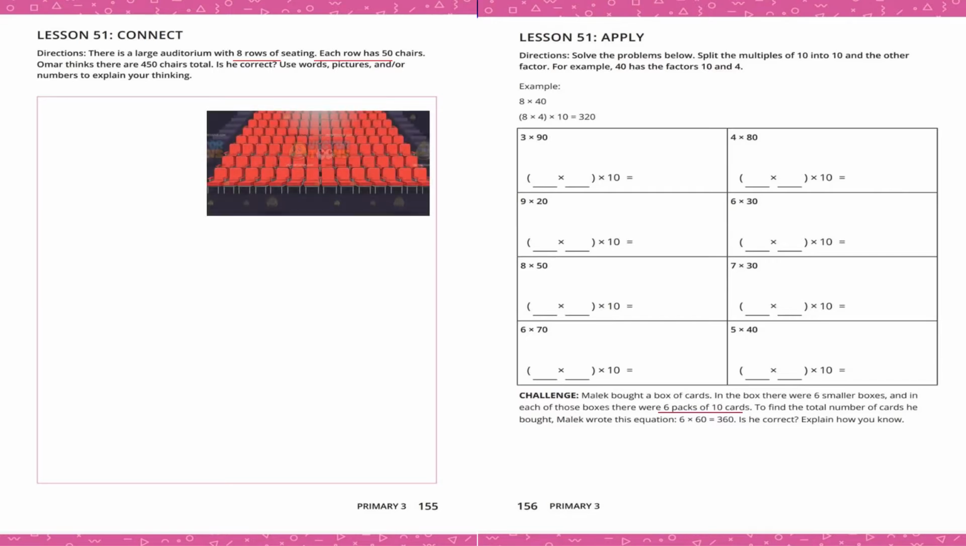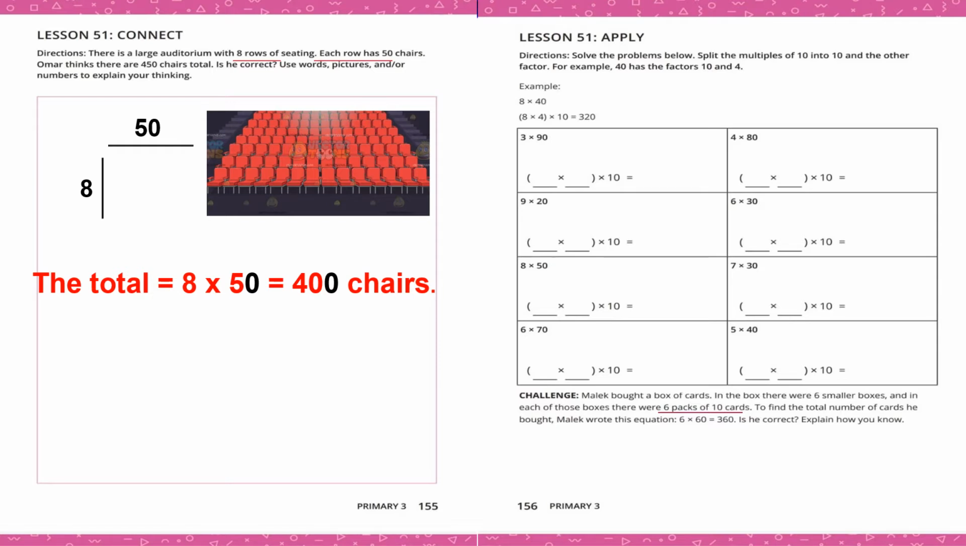Okay, we have a large auditorium, like this picture. He said 8 rows, each row has 50 chairs, like an array. Each row has 50 chairs, and I have 8 rows. What shall we do to get the total number of chairs? We must multiply to get the total number. 8 times 50. Here we have 0.